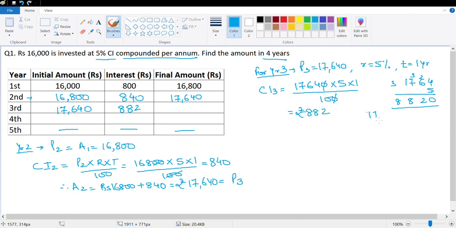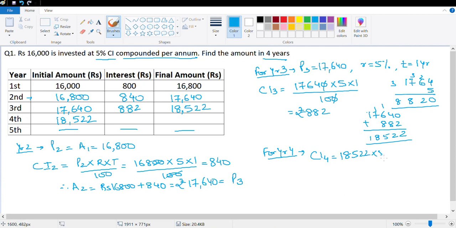Let's add 17,640 plus 882. That's 2, 8 plus 4, 12, 15, that's 18. So this is 18,522. And now this becomes the principal for year 4, 18,522. So for year 4, let's calculate compound interest for year 4. This would be 18,522 into 5 into 1 upon 100.